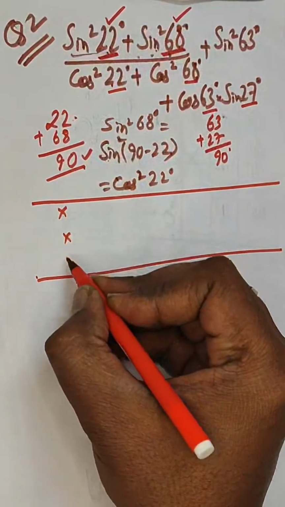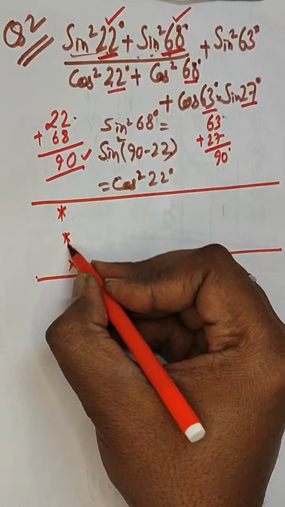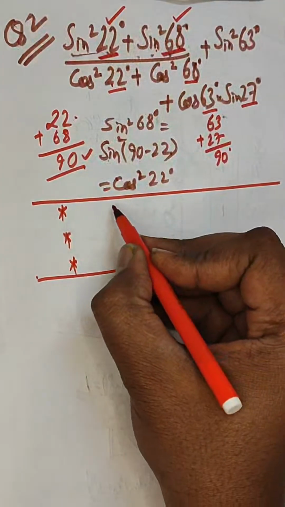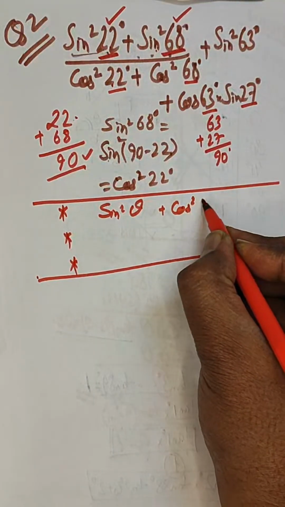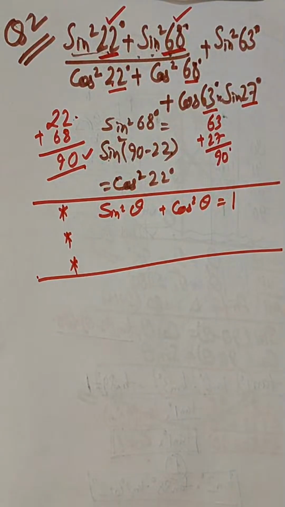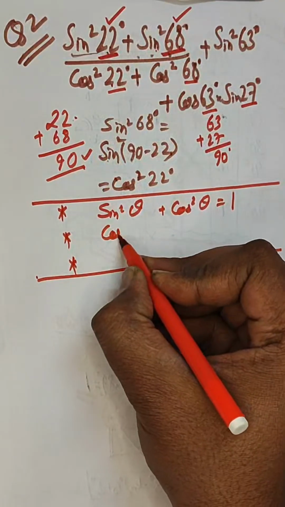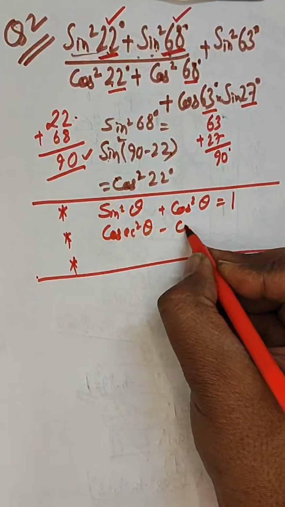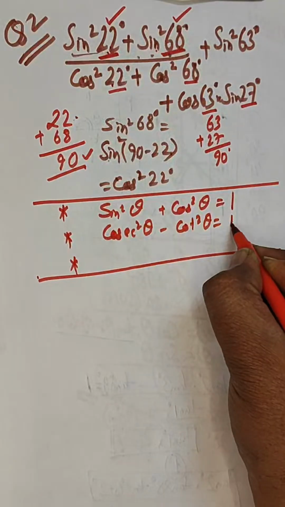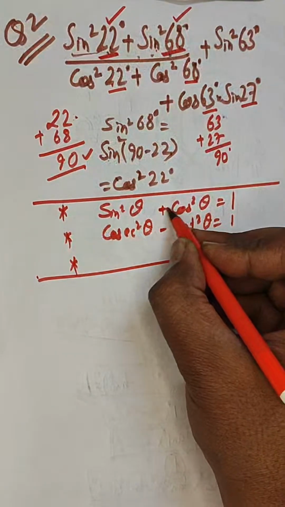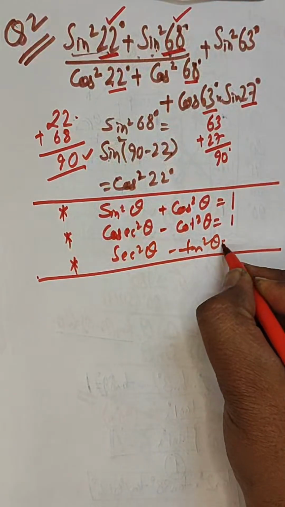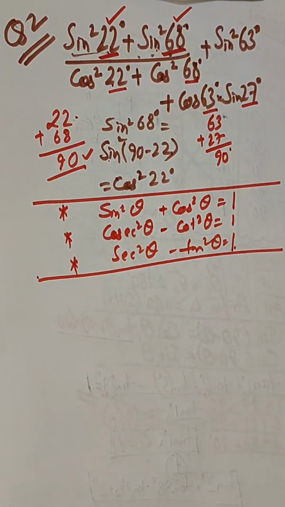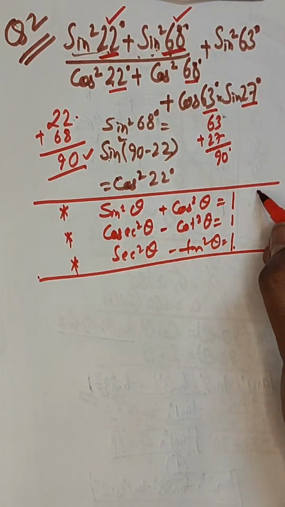These three formulas also you need to remember, right? What are these three formulas? That is sine square theta plus cos square theta is equal to 1. That you need to learn, right? And cosec square theta minus cot square theta is equal to 1, and sec square theta minus tan square theta is equal to 1, right? So this also you need to remember.